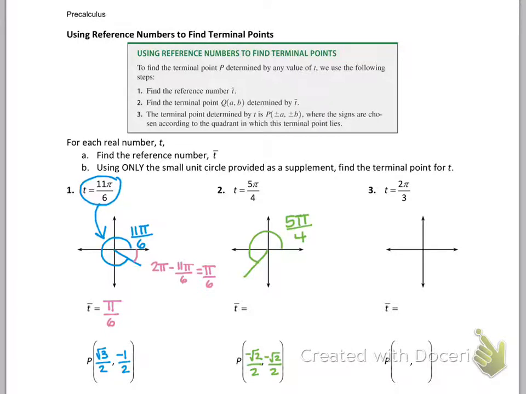What you can also do is say, okay, let's find the reference angle. So that's going to be 5 pi over 4 minus pi, which gives me pi over 4. So now that I know that's my reference angle, I look at my chart, and at pi over 4 in the first quadrant, I have root 2 over 2, comma root 2 over 2. So I write those points down here, and then I have to say, but it's in the third quadrant, so it's a negative, comma, a negative value.